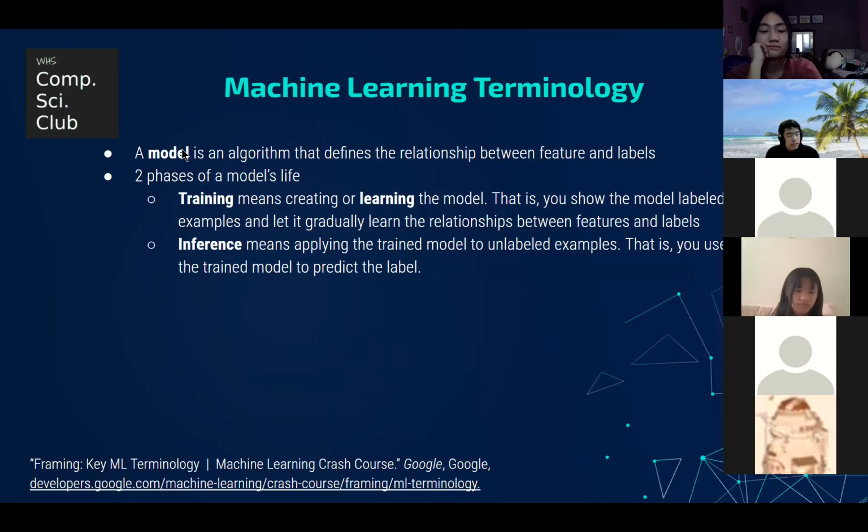There are two phases of a model's life. The first phase is training, where you feed the model labeled examples, and the model slowly learns from these examples and gets smarter. Afterwards, after you've trained it enough, there's a second phase, which is inference. It basically means you actually apply the trained model to unlabeled examples. So it's like you're testing your model for the first time. You can think of it as the training phase and the testing phase, or the inference phase.